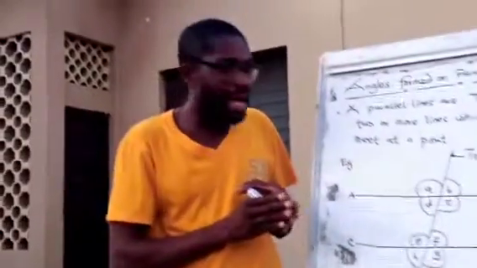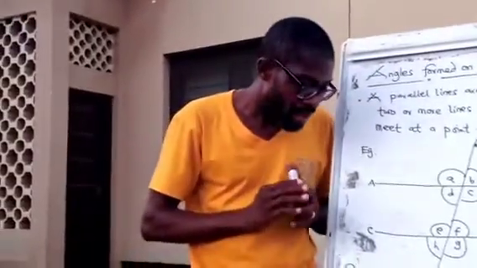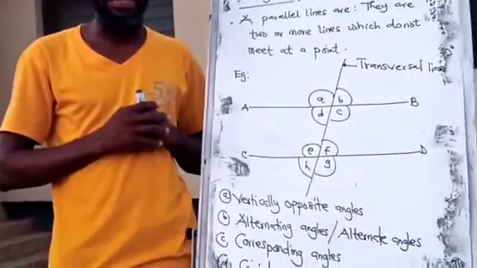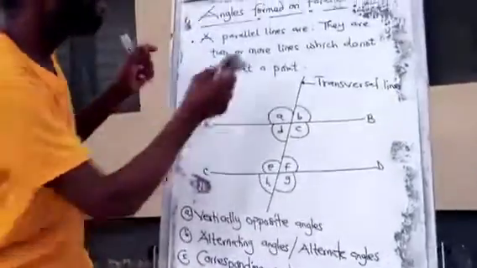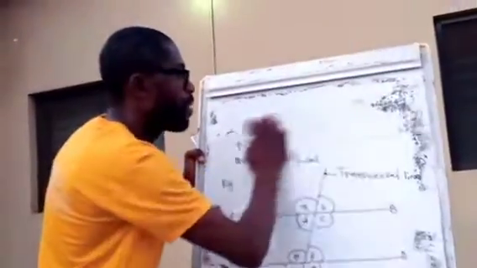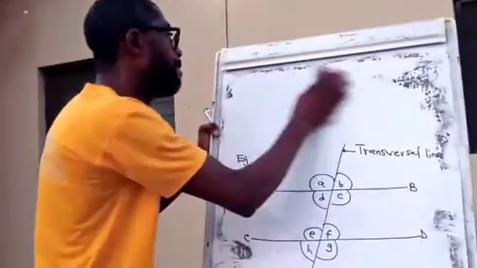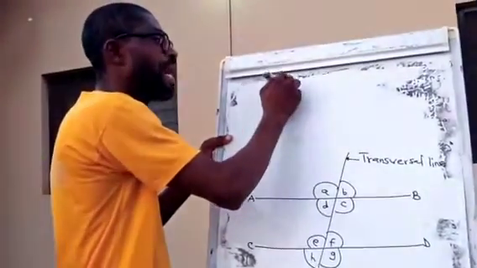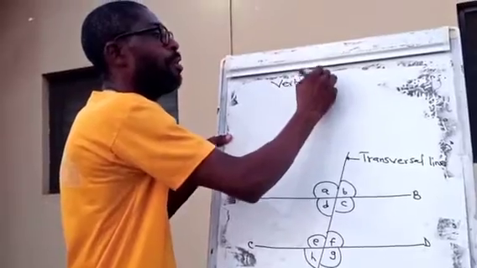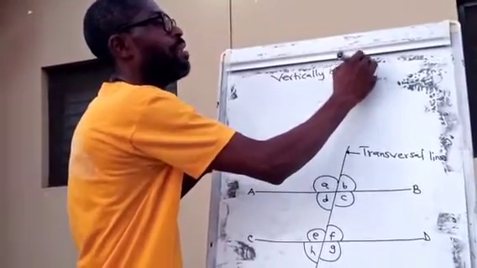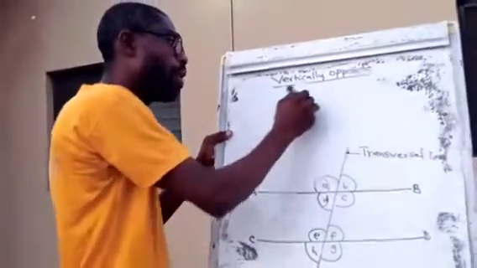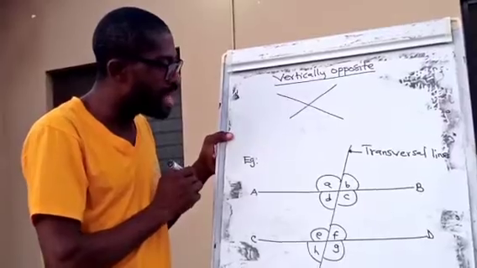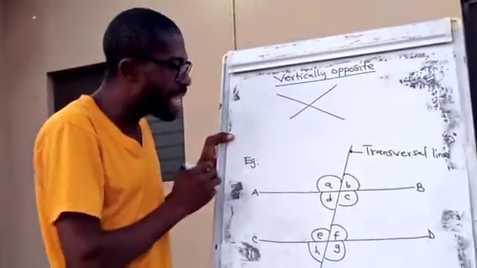Now let's identify what we mean by vertically opposite angles. With vertically opposite angles, we usually call them the X type of angles. They are produced from the symbol of X. So this is how we identify them.